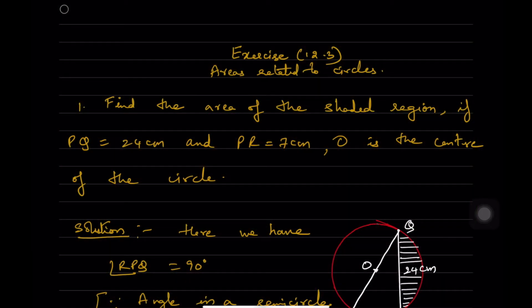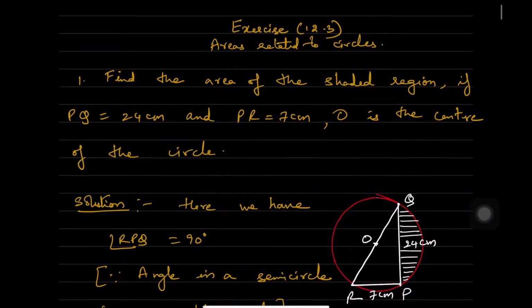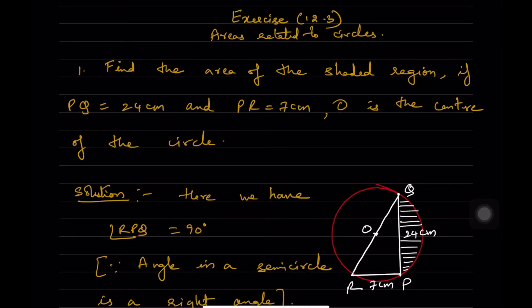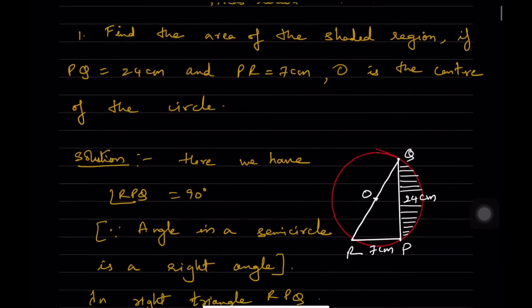Exercise 12.3, areas related to circles. Find the area of the shaded region if PQ is equal to 24 centimeters and PR is equal to 7 centimeters. O is the center of the circle. Here we have angle RPQ is equal to 90 degrees.